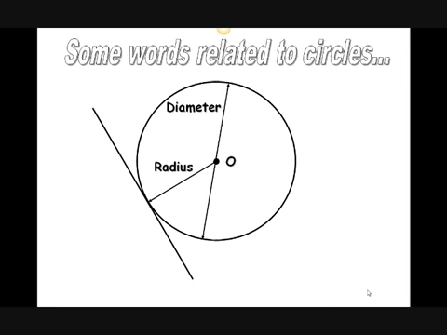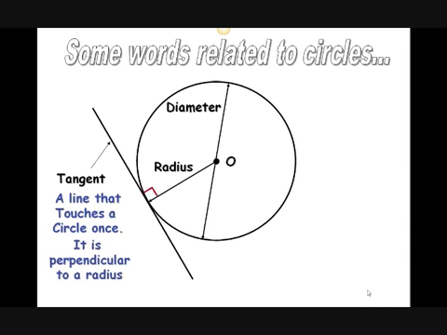A line outside the circle which touches the circle in one place is called a tangent. Okay, it's a line that touches a circle in one place. A tangent and a radius are always perpendicular. They're always at right angles to each other. That's a very important fact to remember, and we will come across that later on.